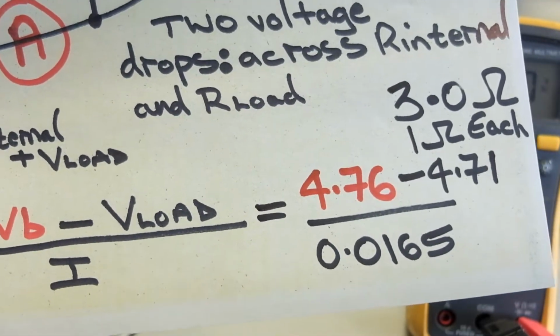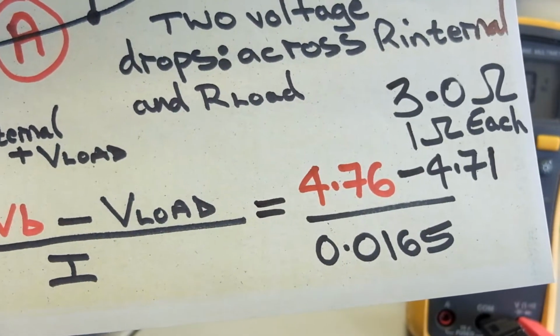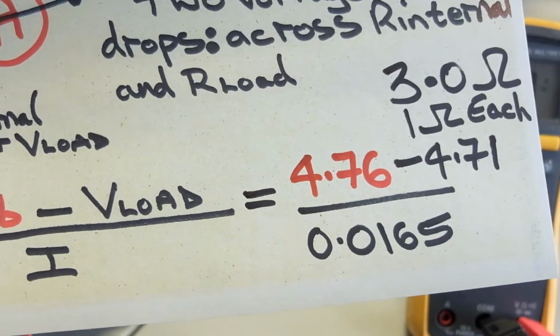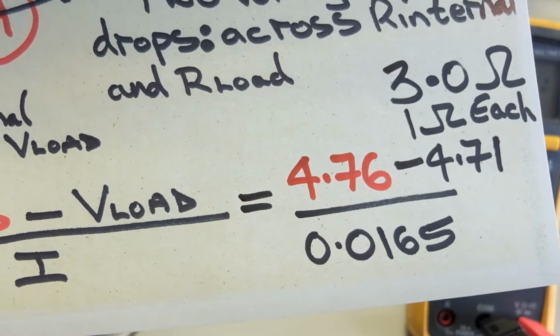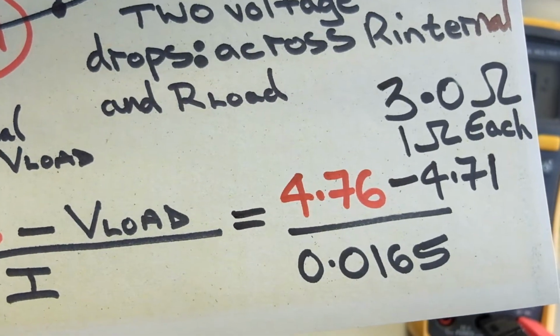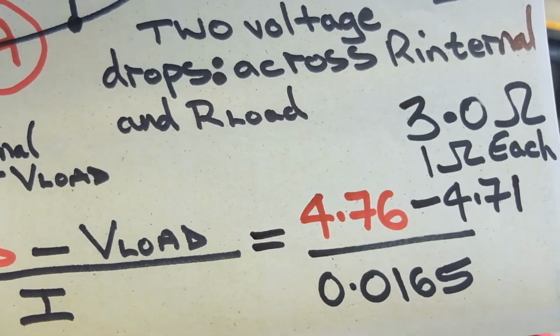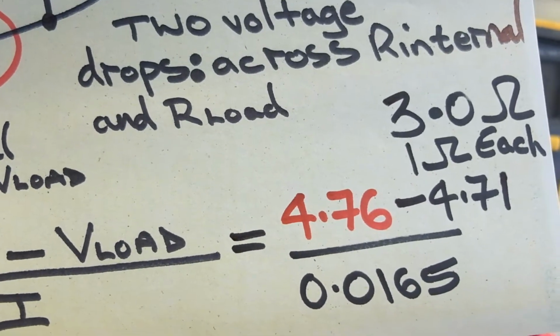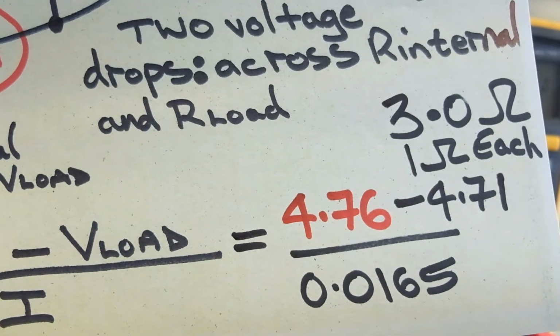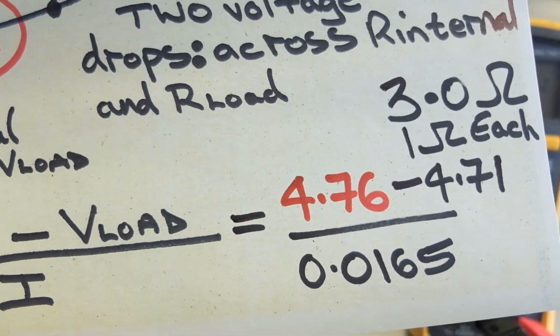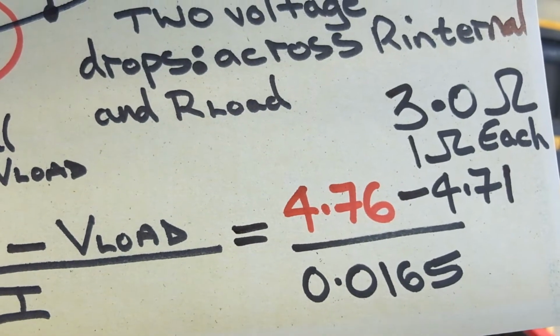We have a voltage difference of 0.05 volts. If we divide 0.05 by 0.0165, we get 3 ohms. So because we've got 3 batteries in series, that would indicate by measurements that each of those batteries has an internal resistance of 1.0 ohms.